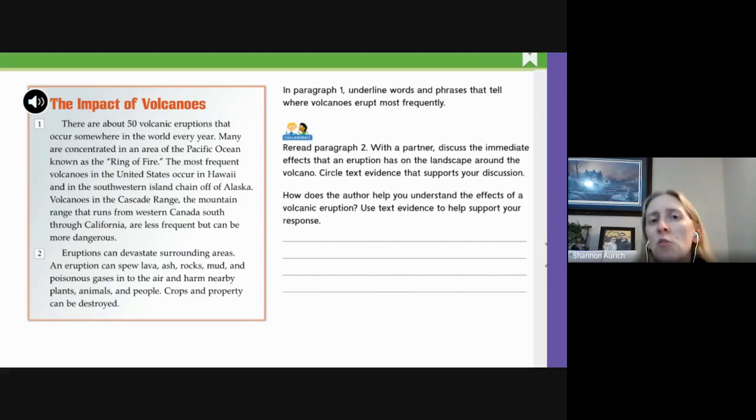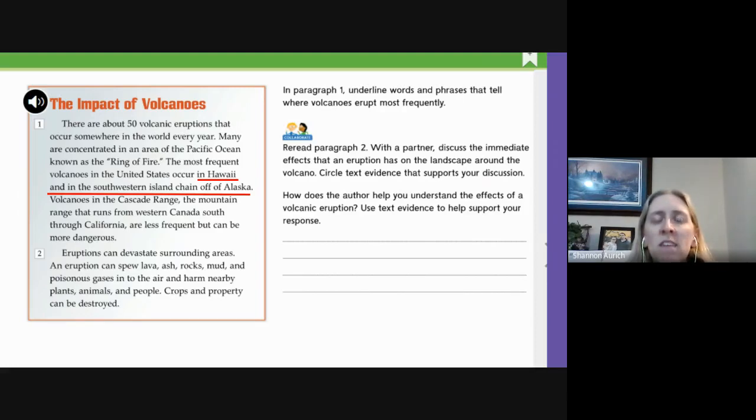Remember, if I ever go too fast with this, you can always pause me while you get a chance to find the answer. All right, here we go. In Hawaii and in the southernmost island chain off of Alaska, that's where volcanoes erupt most frequently. Please underline that in your book.